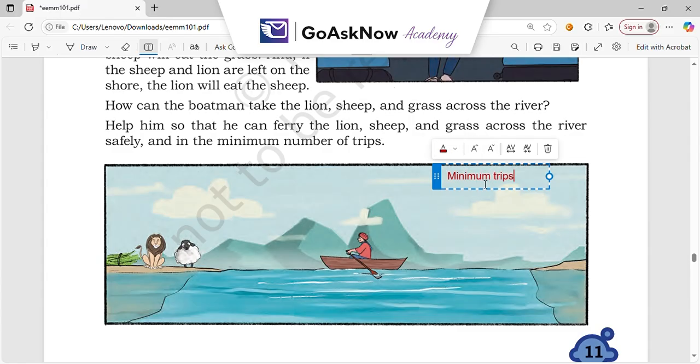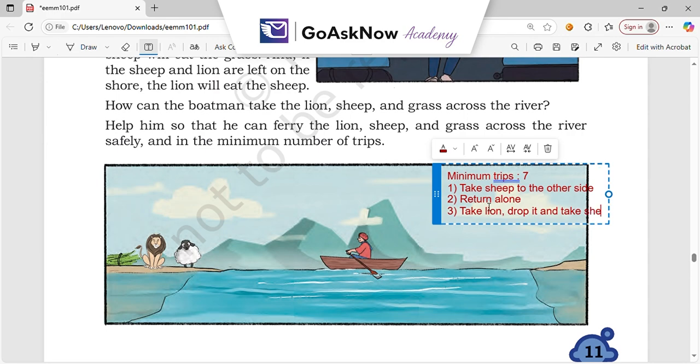The minimum number of trips is 7. First, take the sheep to the other side, then return alone. Third, take the lion, drop it and bring the sheep back.